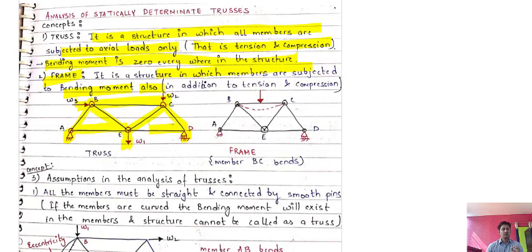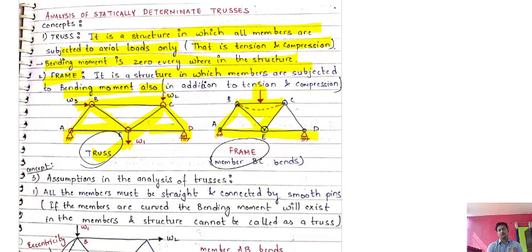So you can also make a definition of a truss: a structure in which the loading is at the joints only is known as a truss. And if there is loading within the span, there will be bending in the structure, which means it is a type of frame. This is also a similar type of structure. You can see this is a truss and this is a frame. The only difference is that in a truss the loading is at the joints, and in a frame the loading is within the span.